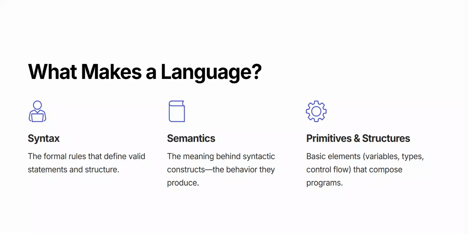Next, we are going to see what makes a language. To speak English correctly, we need alphabets, words, syntax, semantics. Programming languages also have alphabets, words, grammar, and meaning. So, syntax: the formal rules that define valid statements and structure. Semantics: the meaning behind syntactic constructions, the behavior they produce. And the structure: basic elements, variables, types, and the control flow that compose programs.